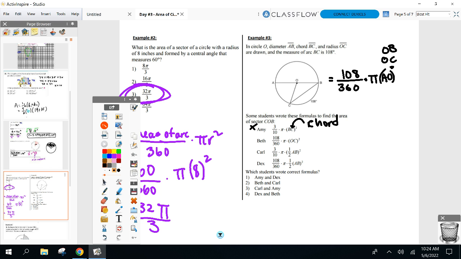Okay. Good or no? Yes. I hope so. It matches ours. It matches one we came up with: 108 over 360 times OC squared. Beth can stay in class.